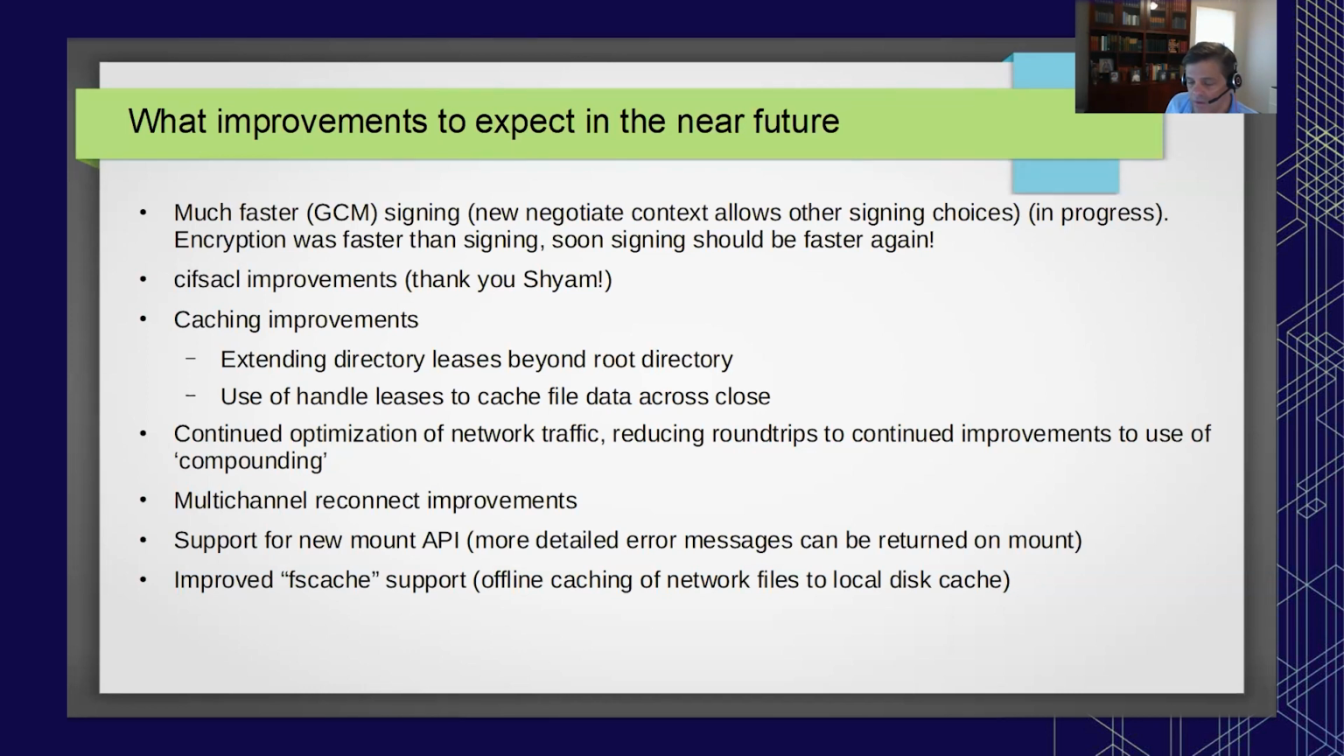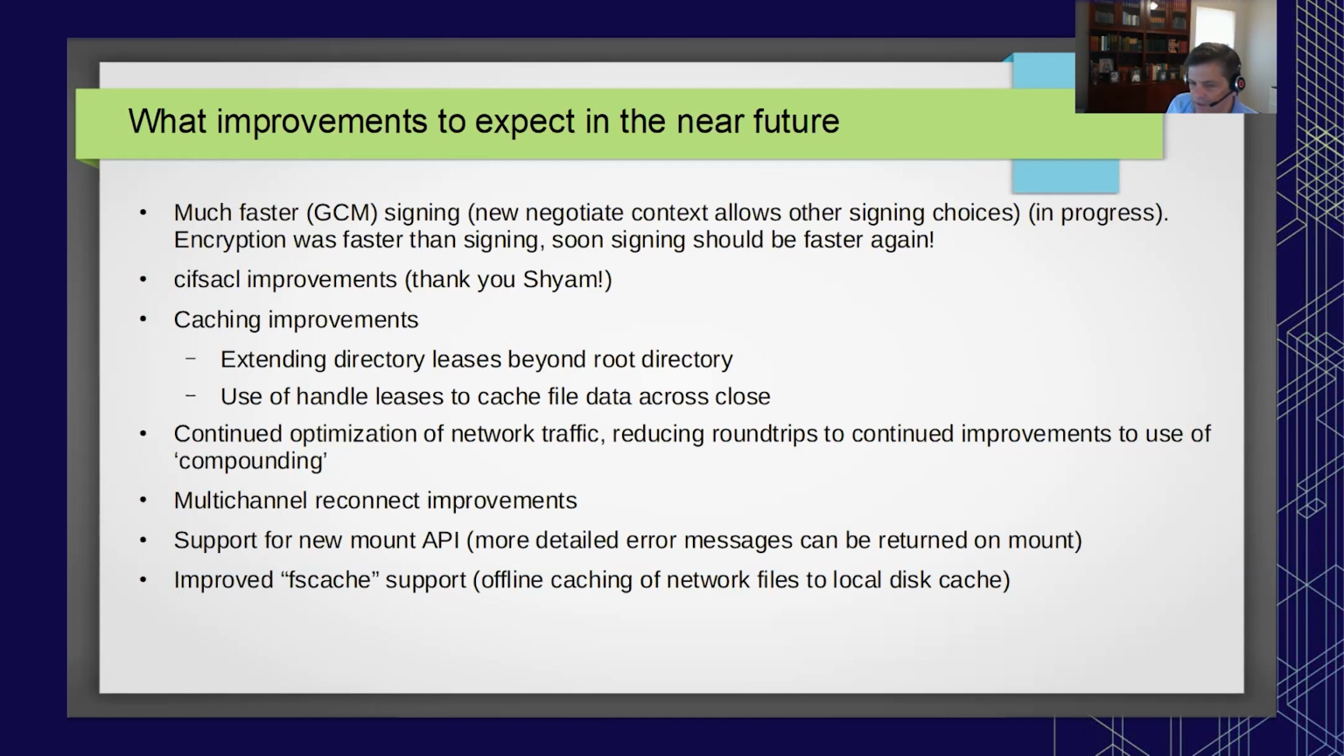There are a set of caching improvements that are very important, being able to cache a file across close, and also being able to extend directory leases beyond the root directory. Today, we're able to cache the information for the root directory by using a directory lease, but we don't extend that to allow caching of directory metadata underneath the root. And extending that for servers which support directory leases will provide huge metadata performance improvements on reducing the number of queries we do for the files, date and timestamps, for example, and file type.